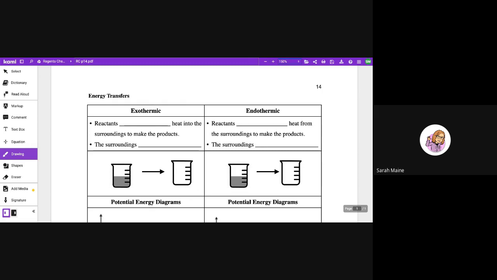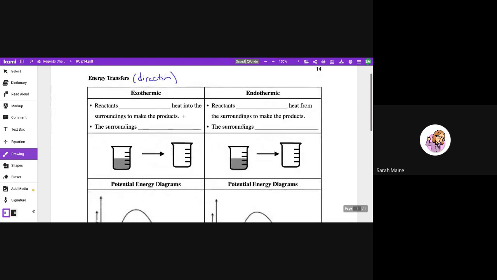We also understand that energy can be transferred from one material to a different material. So we have two terms that we will look at quite a bit this year to describe the direction of energy transfer. So these energy transfers, they supply the direction. So we have these two terms, exothermic versus endothermic.